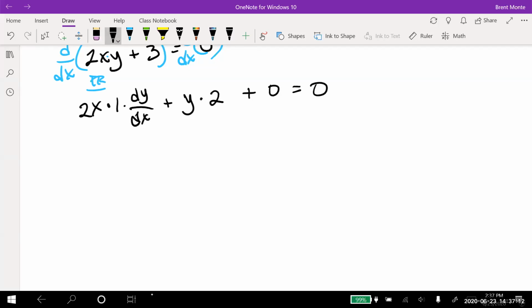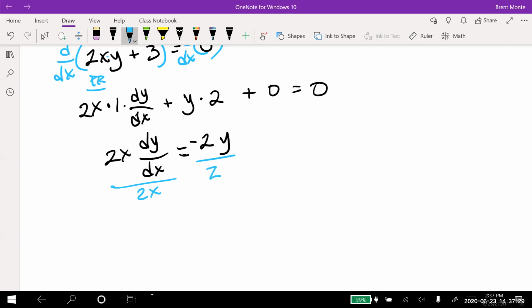Okay, so I'm going to subtract the 2y from both sides. So this first piece is just 2x dy/dx. And then I'm going to subtract the 2y, so I get negative 2y. And then I'm going to divide by the 2x. We'll write that there since I'm going to reduce anyway. And I get dy/dx equals, the 2's cancel, negative y over x. Done.